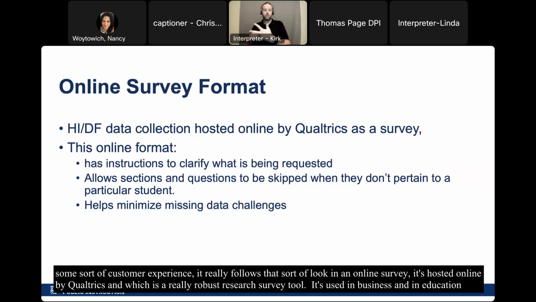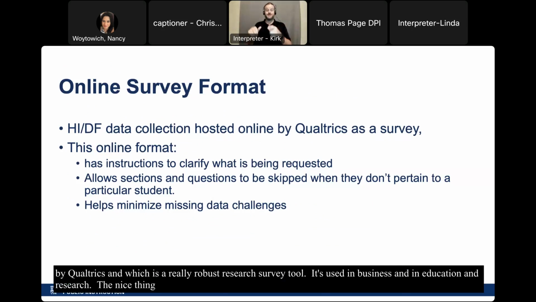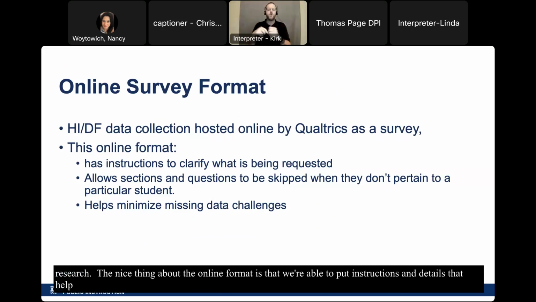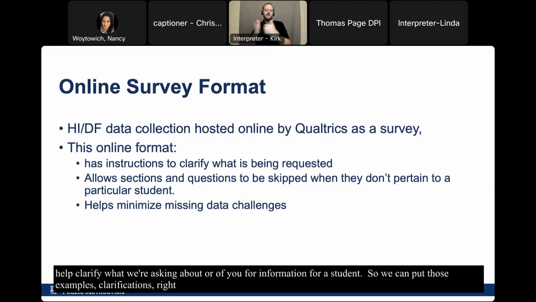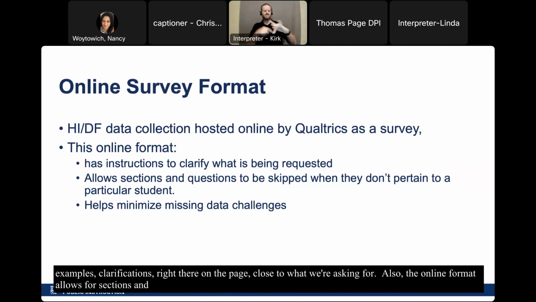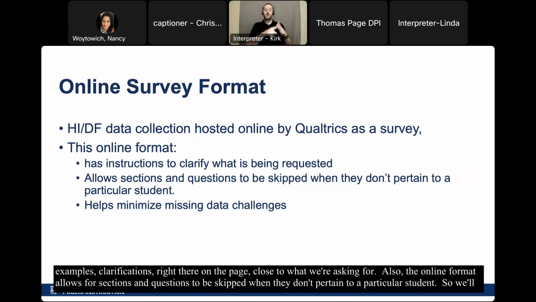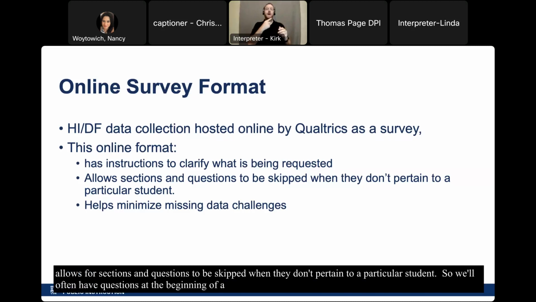The nice thing about the online format is that we're able to put instructions and details that help clarify what we're asking about or of you for information for a student. So we can put those examples, clarifications right there on the page, close to what we're asking for. Also, the online format allows for sections and questions to be skipped when they don't pertain to a particular student. So we'll often have questions at the beginning of a section that ask, does this student have this or not?